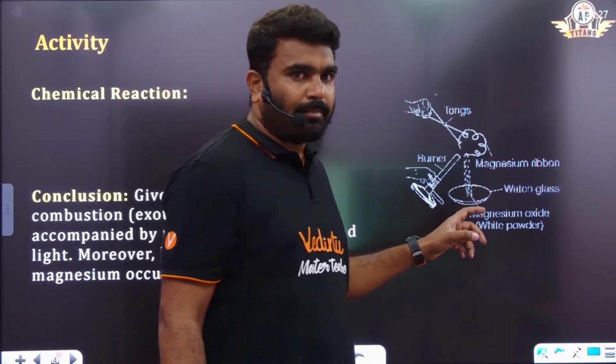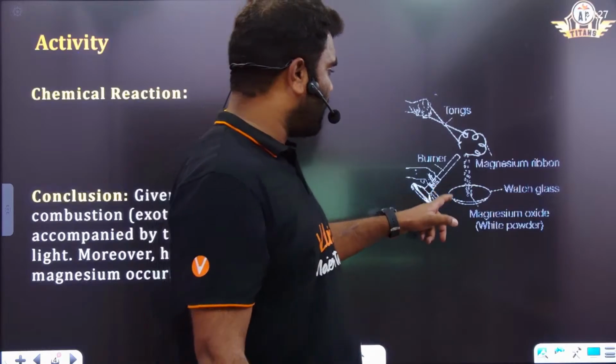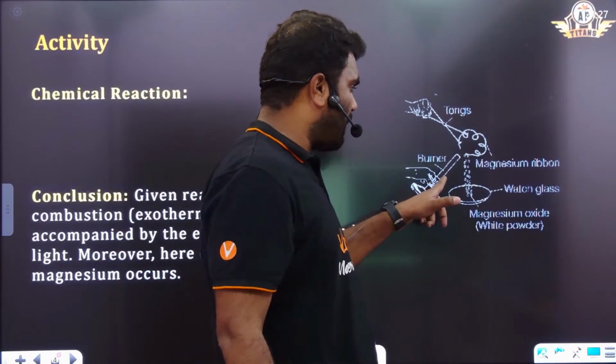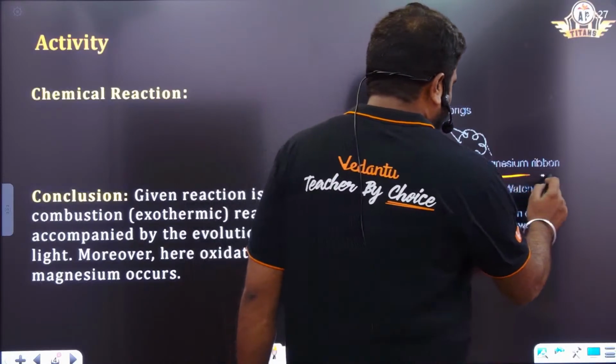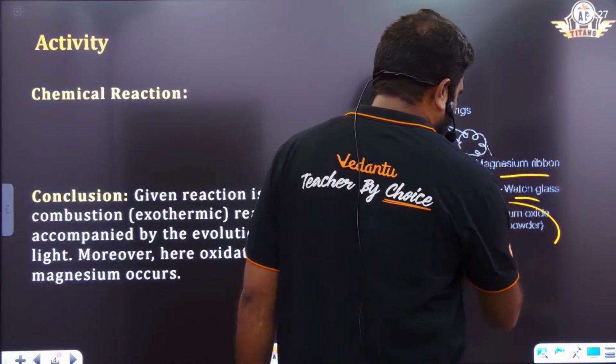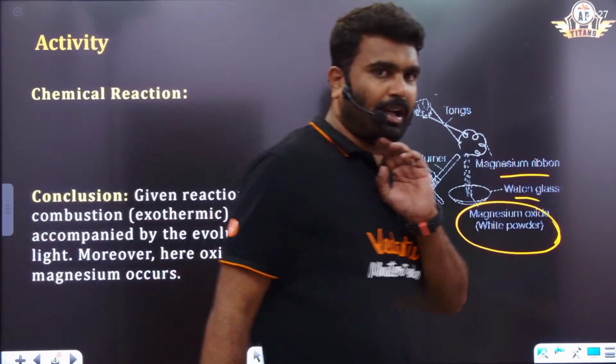Here you can see better. So this is the burner, and we are burning the magnesium ribbon. So this magnesium ribbon is burned now. So in the watch glass, what will we be obtaining, beta? Magnesium oxide powder. We will be obtaining magnesium oxide.